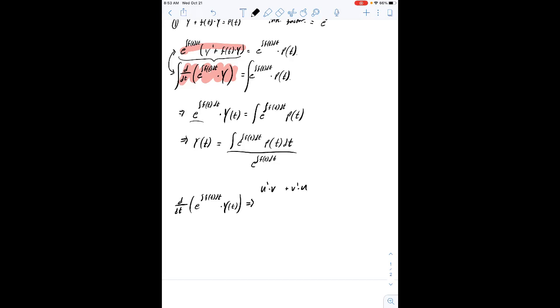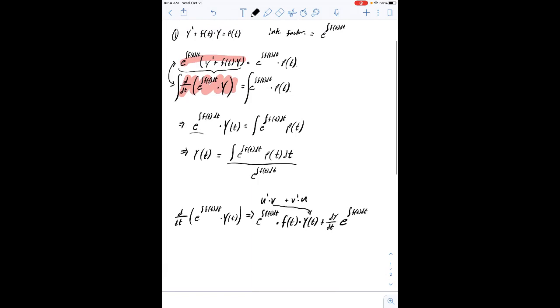So now my u prime is going to be e to the integral of f of t dt times the derivative of the top from chain rule. So we have d dt of the integral with respect to time, which is just going to be canceling each other out, giving me f of t, and then my v right here is just going to be my y of t. And then we have the derivative of y of t, which is dy over dt, right? And then my u is the same, e to the integral f of t dt.